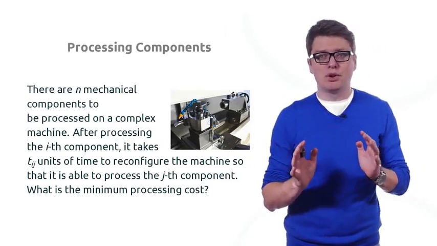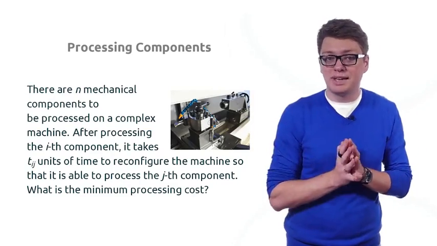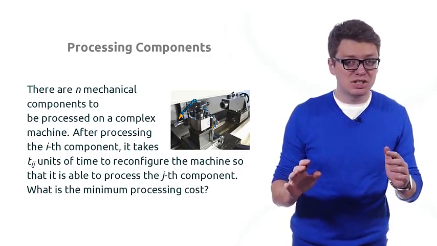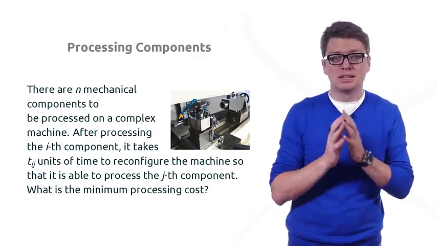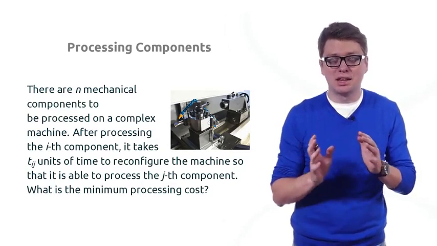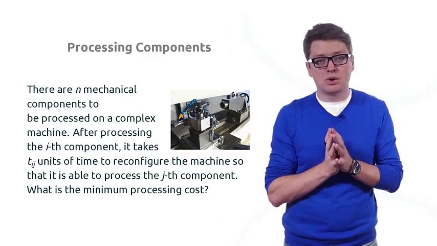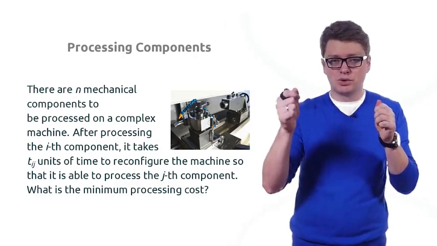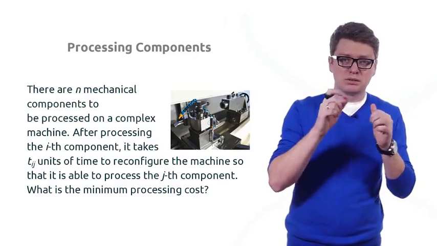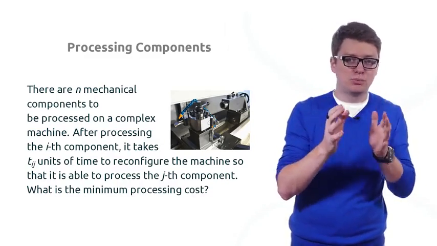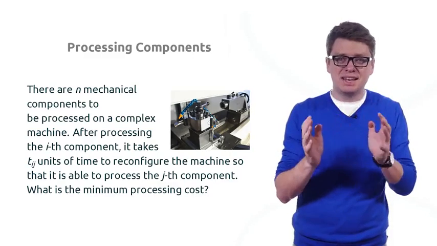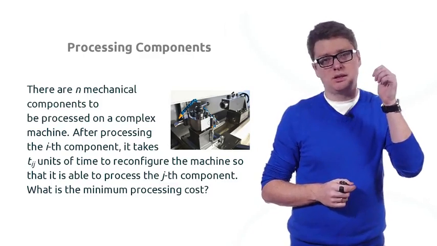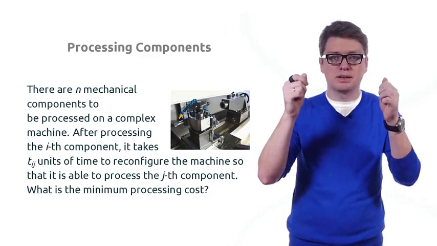Finally, let me mention the following application, which is also quite natural. Again, imagine some complex machine, and imagine that there are n mechanical components that need to be somehow processed or handled by this machine, and all these components are of different types. If the machine processes some component I and then is going to process some component J, then we need to somehow reconfigure this machine. Or it should be reconfigured automatically, but in any case it takes some amount of time to reconfigure a machine before processing the component J, after processing component I.